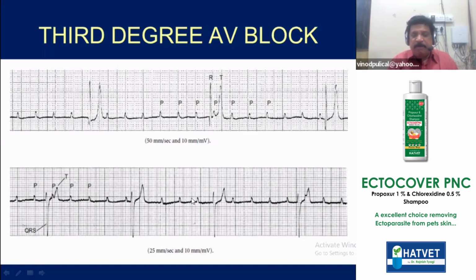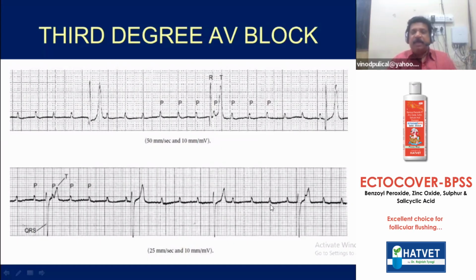Then you can see three P waves here. Again a sinus complex. Again four P waves here. So all these things, this is third degree AV block.